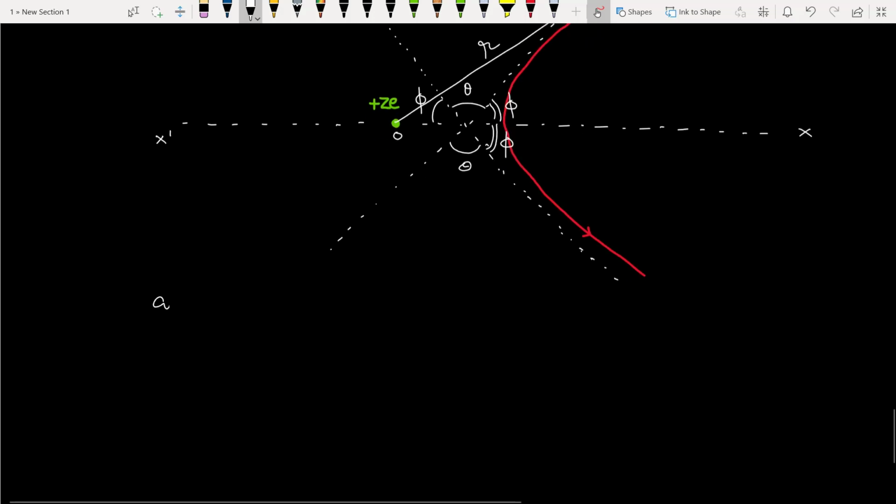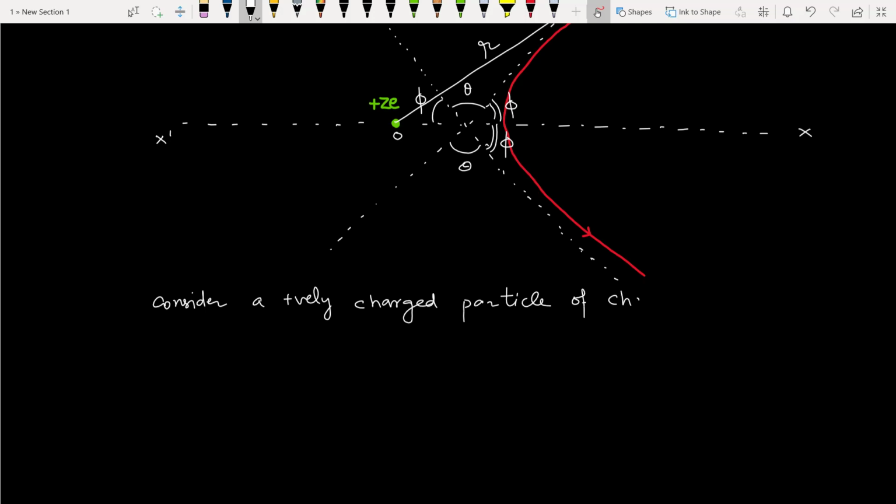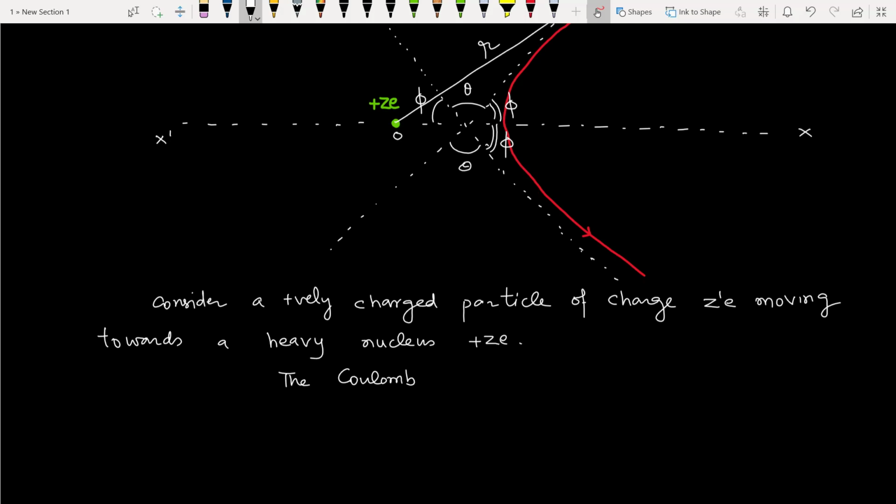So consider a positively charged particle of charge Z dash e moving towards a heavy nucleus having charge Ze. They will exert Coulomb force on each other.